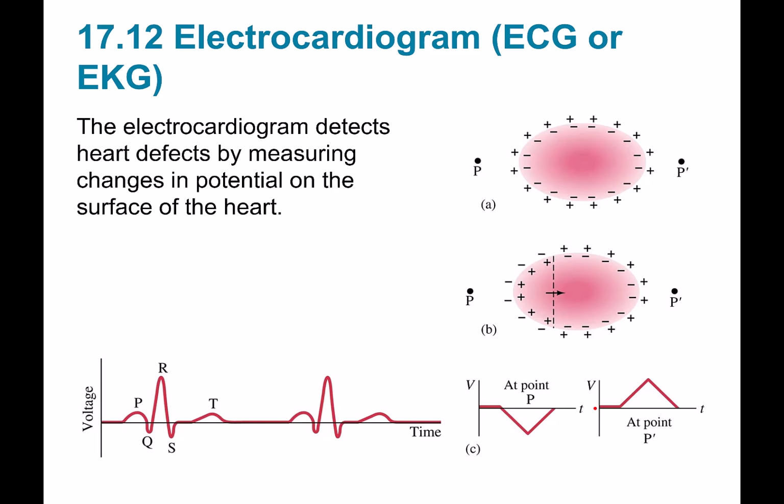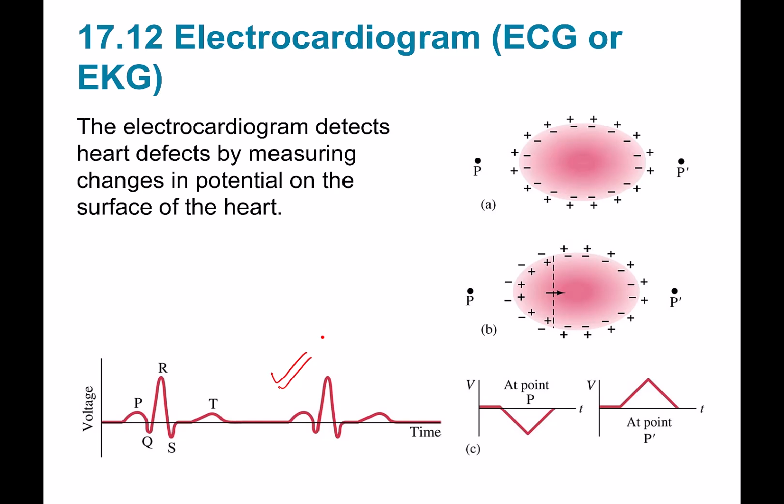The changes in the potential are small, on the order of millivolts, and must be amplified. So they are displayed with a chart recorder on paper or on a monitor in LCD. These charts are studied, and the ECG, or electrocardiogram, is the record of the potential changes for a given person's heart.